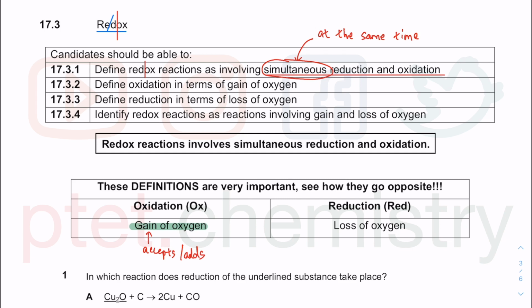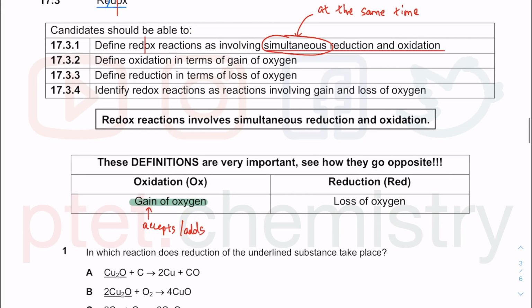So it's short form redox. You pronounce it as redox, but it's actually short form for two different processes. The first one is reduction, the second one is oxidation. So a redox reaction is defined as simultaneous reduction and oxidation. You can also define it as a redox reaction involving reduction and oxidation happening at the same time.